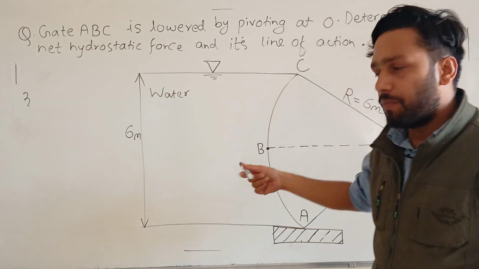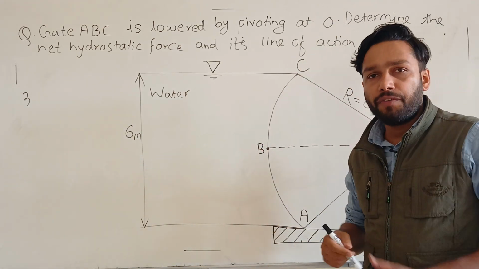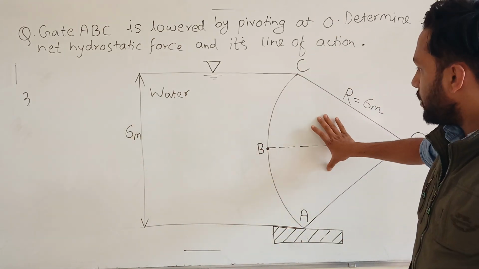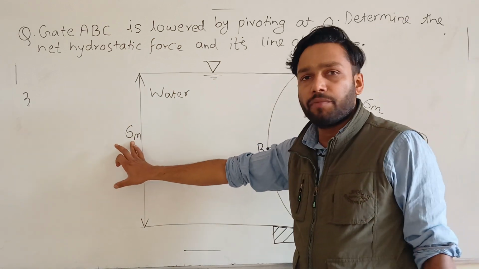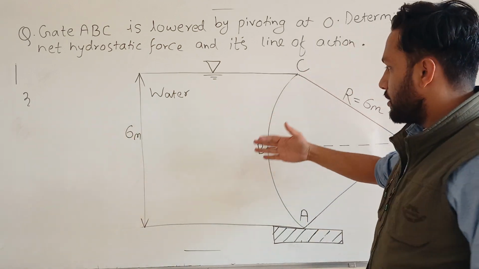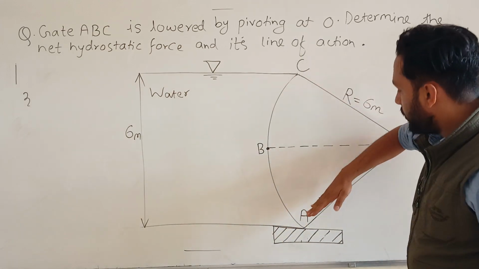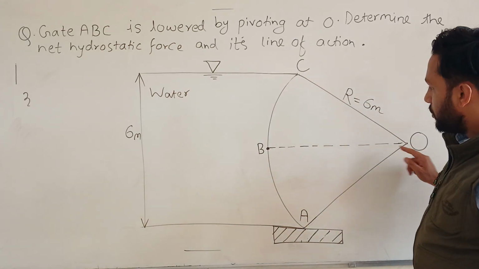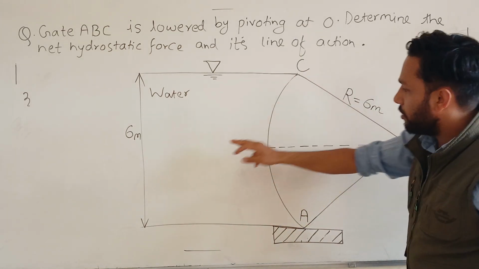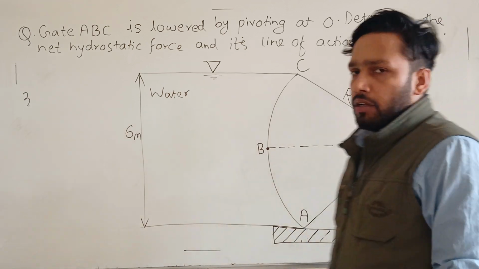Today I'm going to solve a problem from hydrostatic force on curved surface. Here you can see a sluice gate which is holding water to a height of 6 meter and it is acting like a spillway. When there is much quantity of water, it acts like a spillway and it rotates about this pivot O. It goes up and the water will spill out from this point, okay?